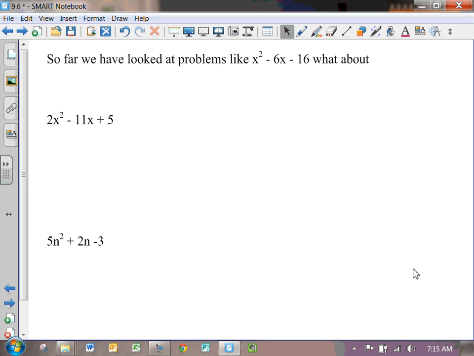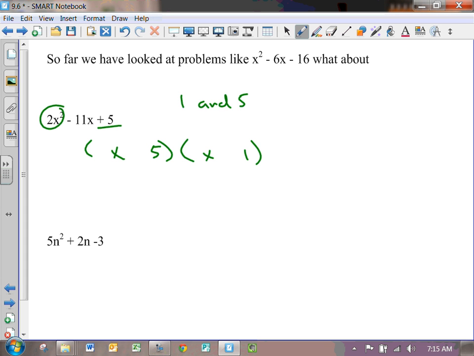In this case, in our first one here, it's 2x squared minus 11x plus 5. What we do is we start out exactly the same way. We first start out by looking at our last numbers. We still have our plus 5, so our factors of 5 are 1 and 5, and only those two. So what that means is that we do have our x and our 5 and our x and our 1, except that now we've got to figure out how do we get 2x squared.